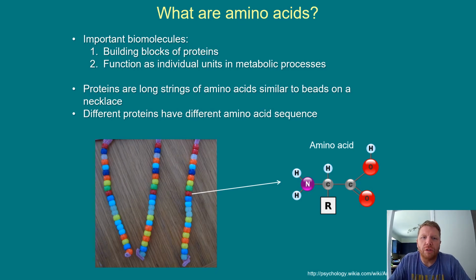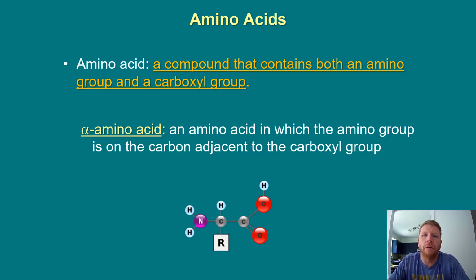Now, imagine that you see this little, I don't know, bracelet or necklace type thing down here. Well, each one of these different colored beads is representative of a unique amino acid. So proteins are going to have different amino acid sequences. So there might be one that has 15 of the exact same amino acids, and that protein is going to do function X, whereas a different functioning protein is going to have a different sequence of amino acids.